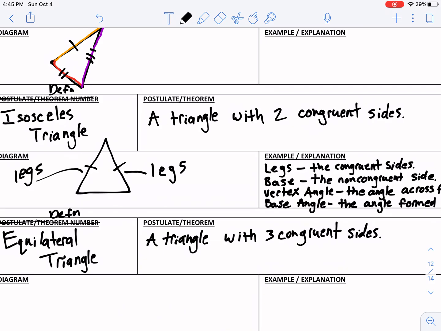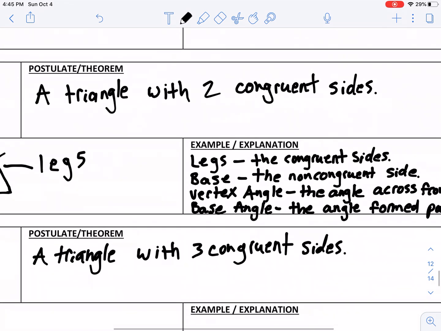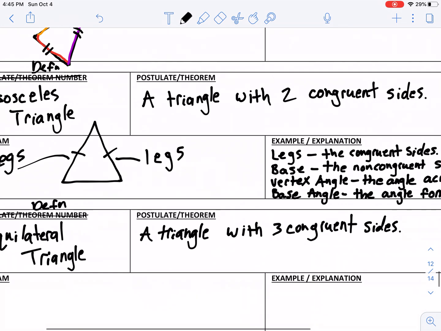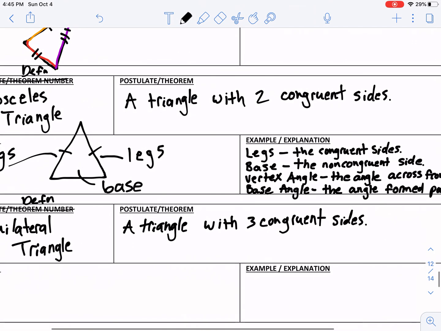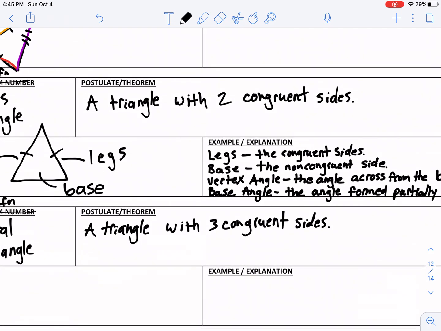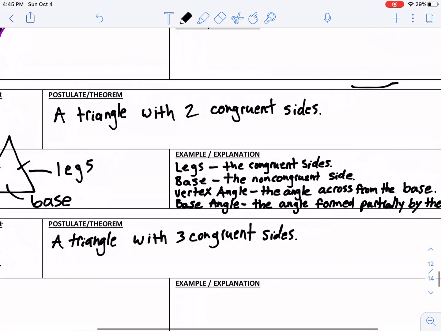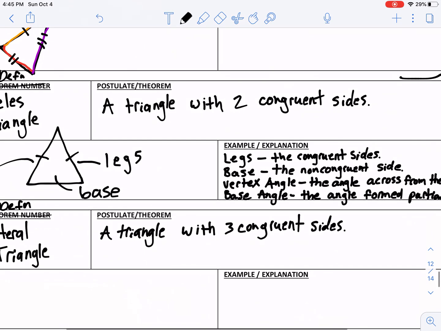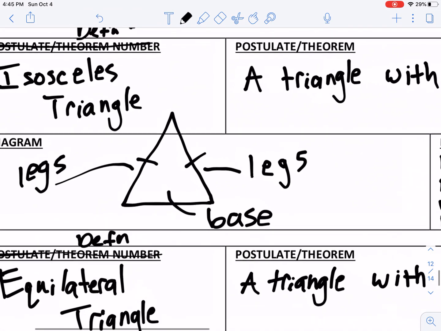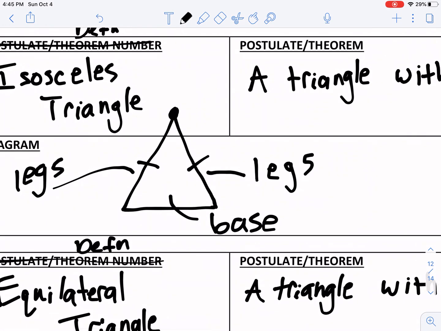Okay, so the congruent sides, the sides that have the same length, those would be the legs of the isosceles triangle. Then the guy that is not congruent, that's what this says here, this guy would be the base. So this guy is the base of the isosceles triangle. Okay, then the vertex angle is the angle across from, move it over, there we go, the base. Okay, so I was trying to get you to see that. That guy right there, this guy would be our vertex angle.